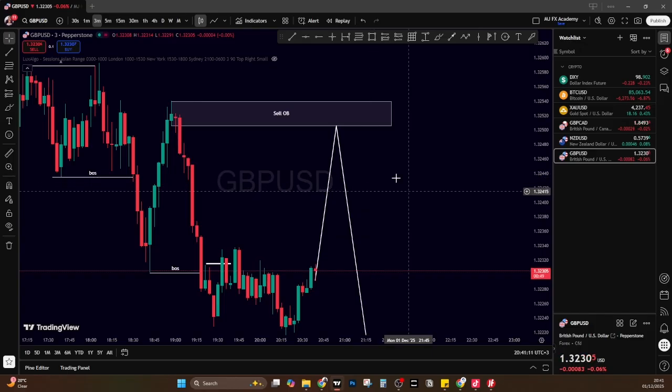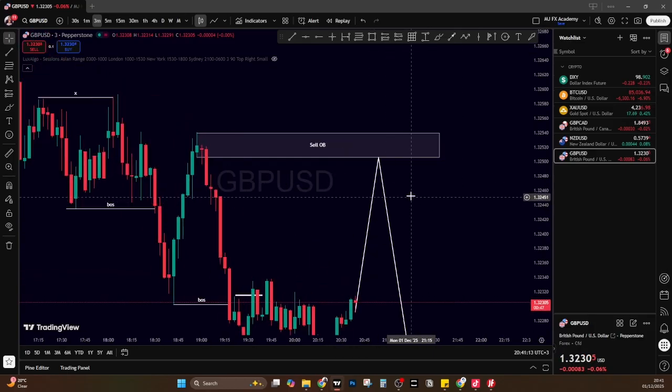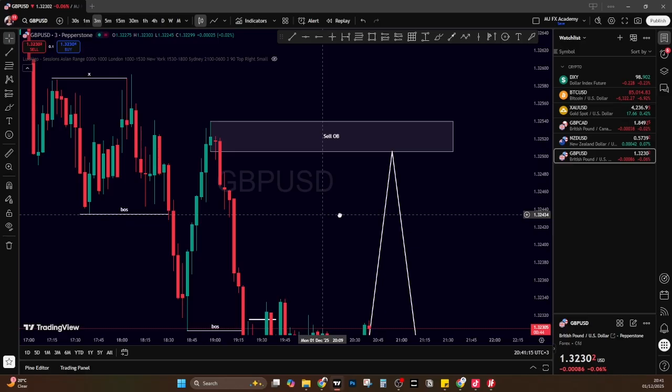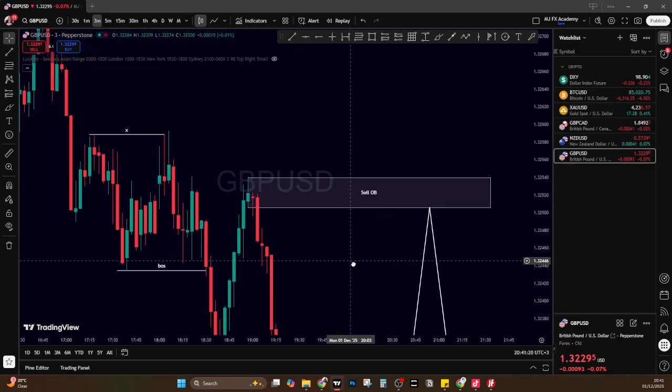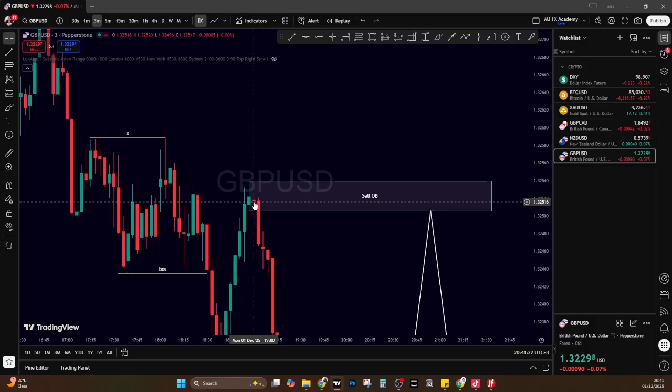And how do you vet an order block? It has FVG, it broke structure, and this order block is from the order flow. It is from this order flow here.